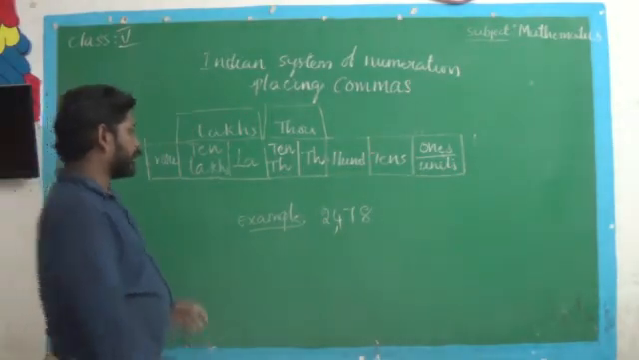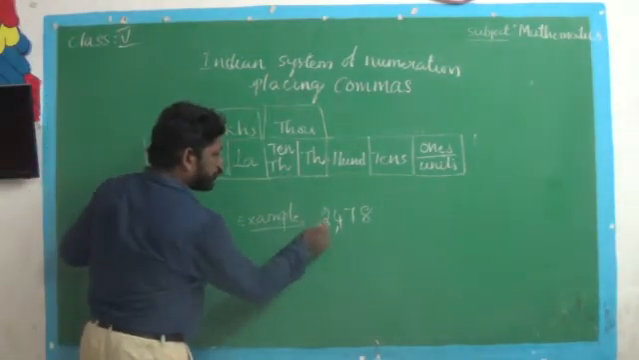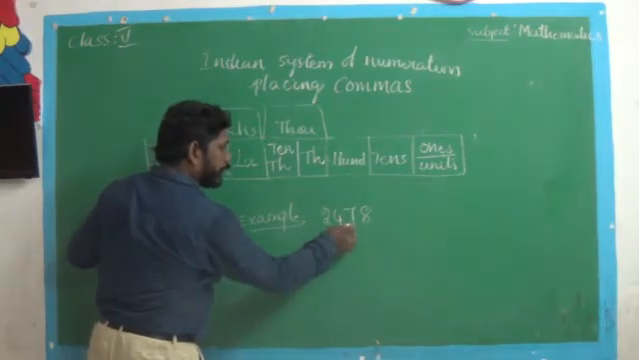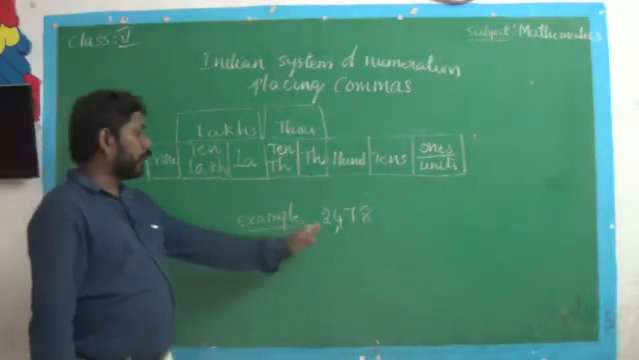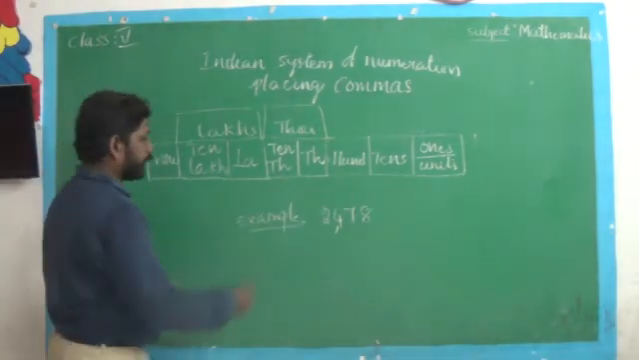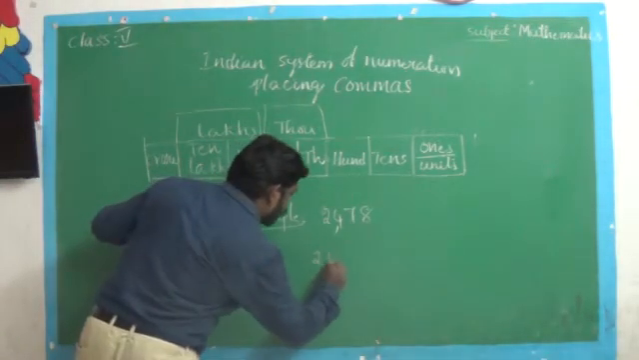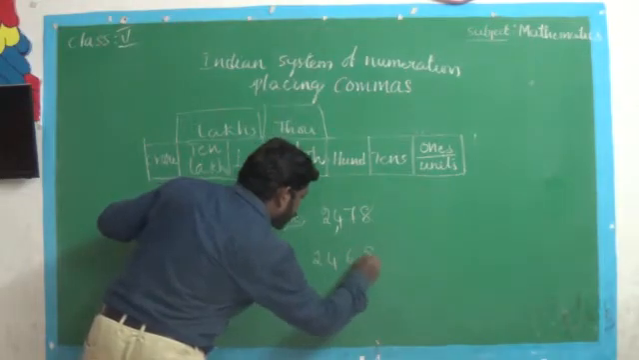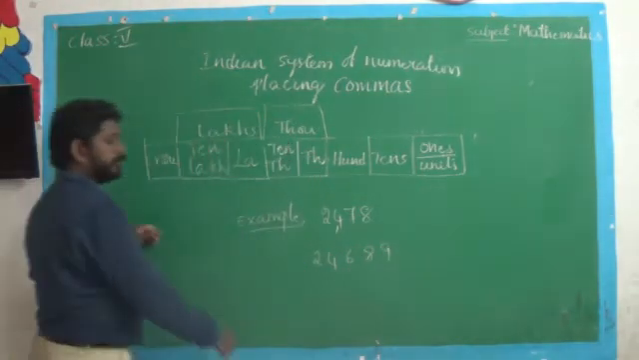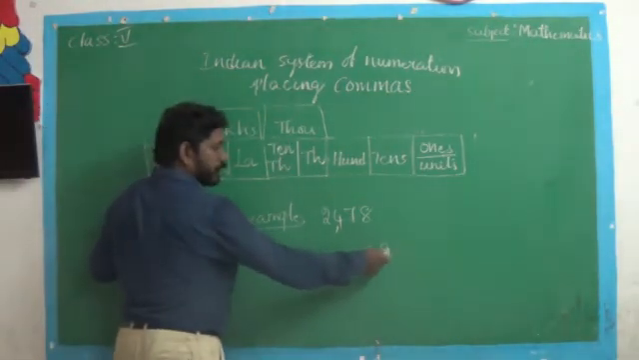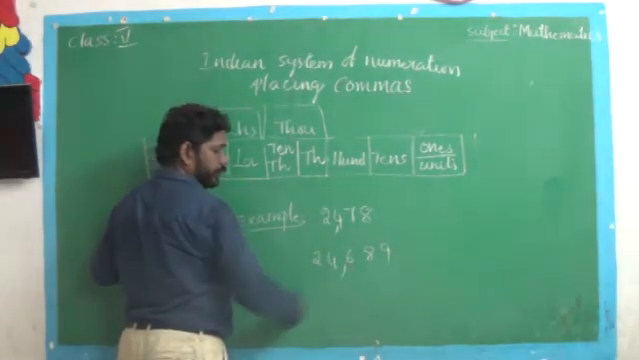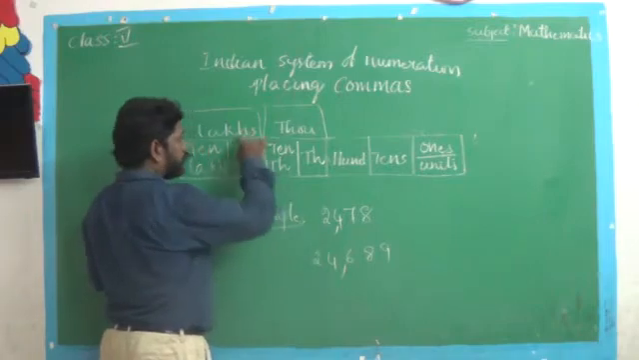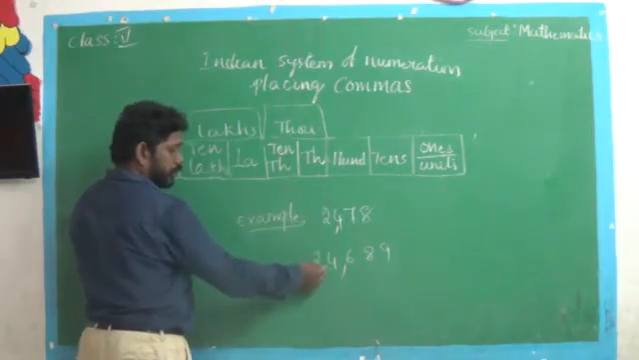So we call it 2478. One more example: 2, 4, 6, 8, 9. Ones, tens, hundreds. Now thousands. If there are two places, then after 1000 comes 10,000.